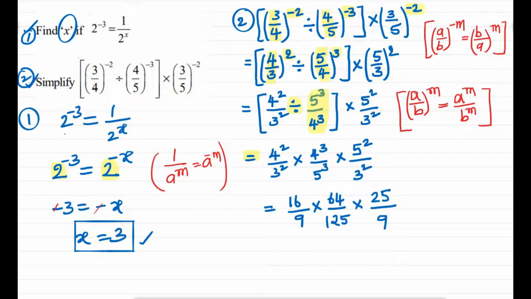Let us cancel if any is possible here. What is possible is 25 times 1 is 25 and 25 times 5 is 125. It has been cancelled and nothing else we can do.